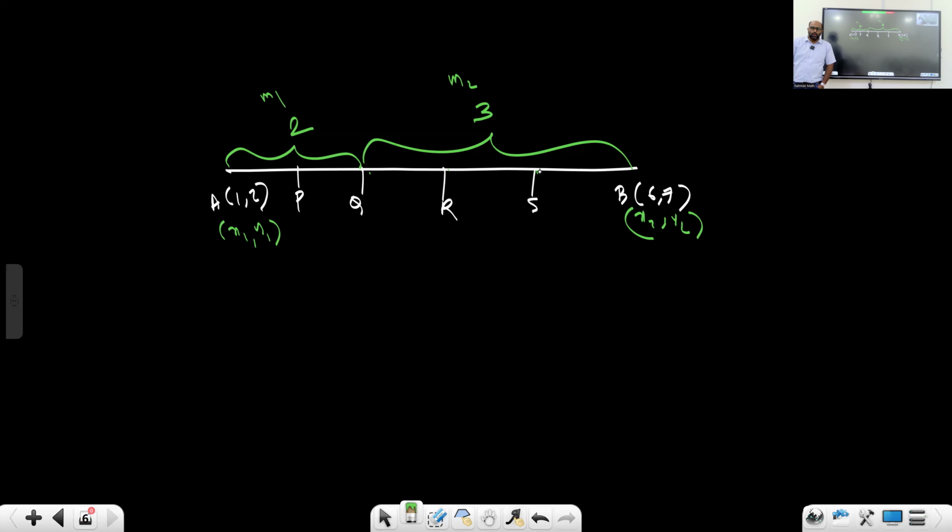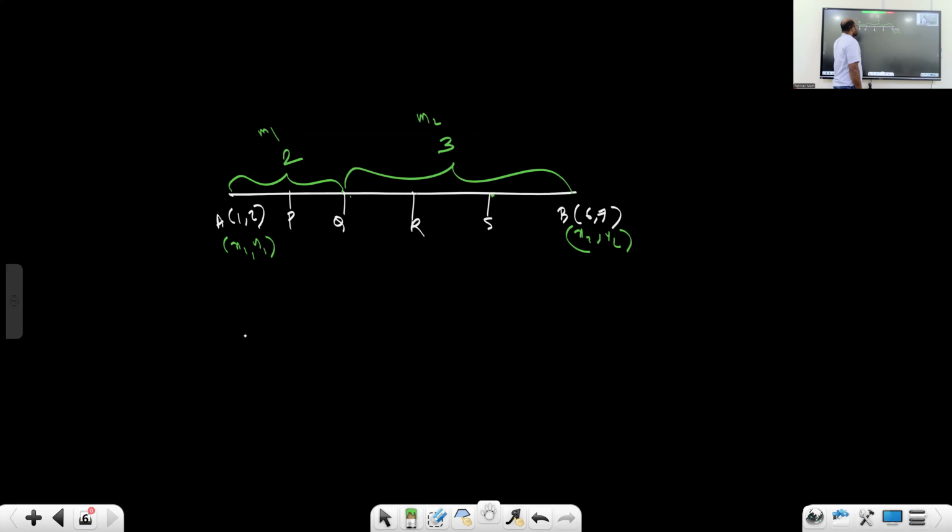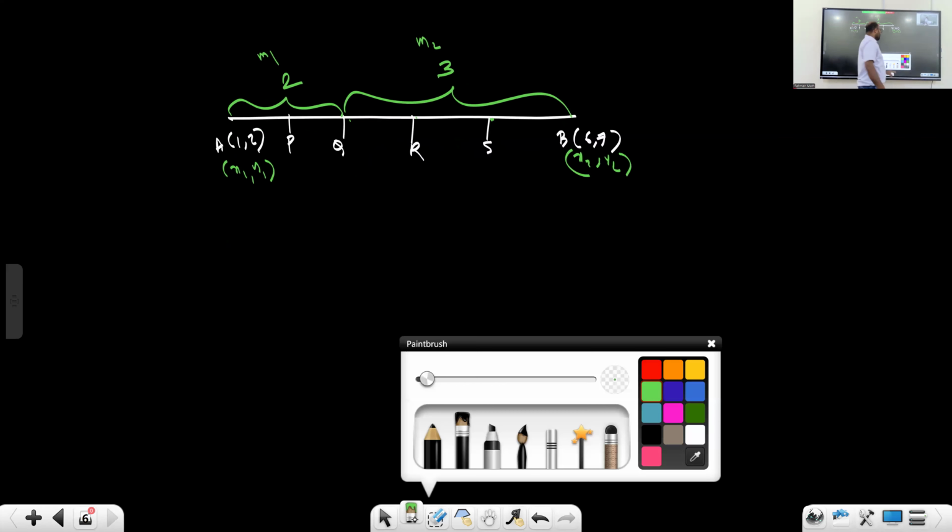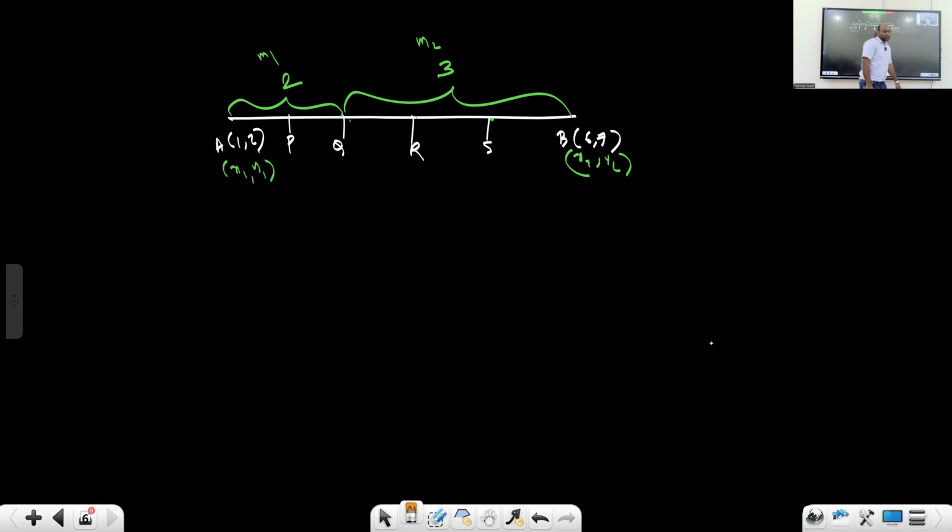Clearly, Q divides AB in the ratio 2:3. That Q only we want to find. The remaining things are easy. Therefore, by the section formula, tell me Q.